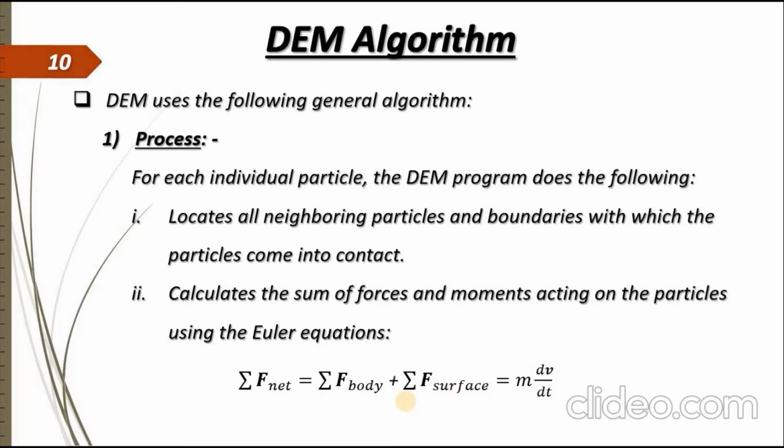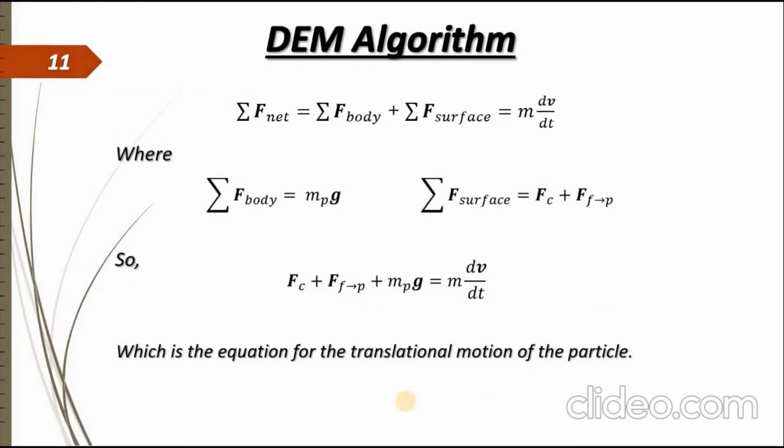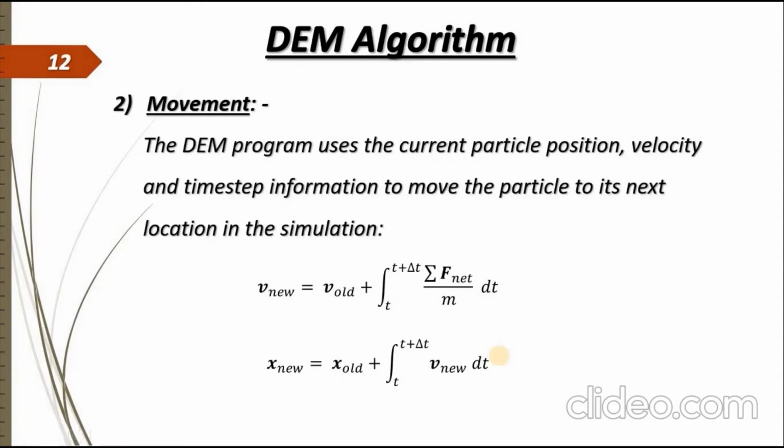Now the body force is obviously the gravitational force, while the surface forces include the contact forces plus the fluid particle interaction forces. Putting these equations into the first equation, we get the final equation, which is the equation used for the calculation of the translational motion of the particle. For movement, the DEM program uses the current particle position, velocity, and the time step information to move the particle to its next position or location in the simulation.